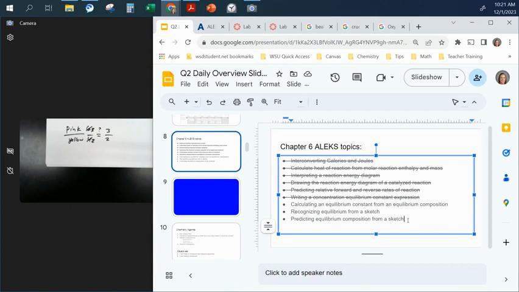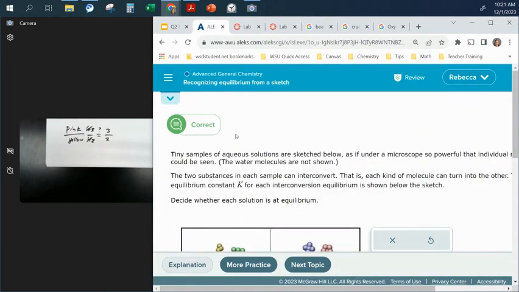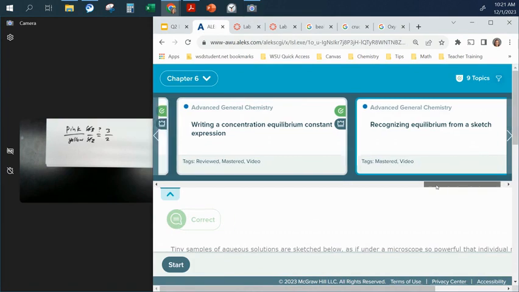Let's go over the last type of question. Predicting equilibrium composition from a sketch. So another sketch. Oh, lots of fun. Predicting.